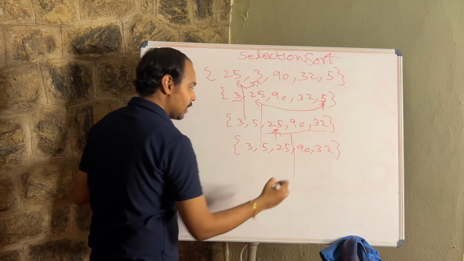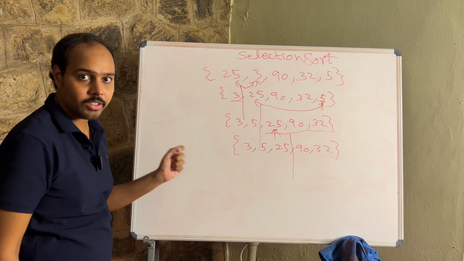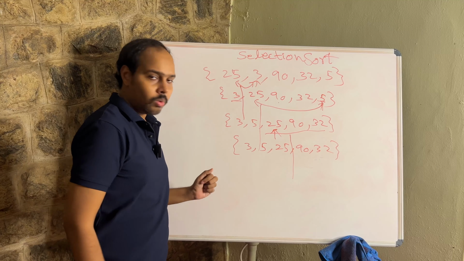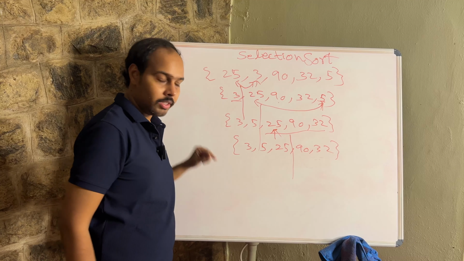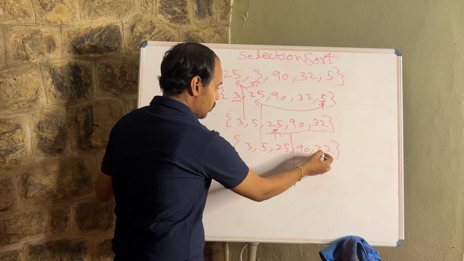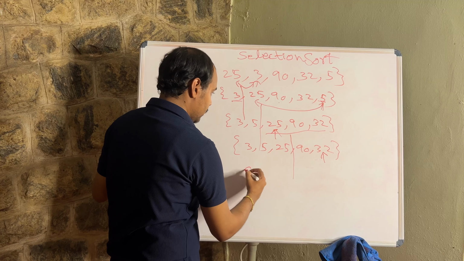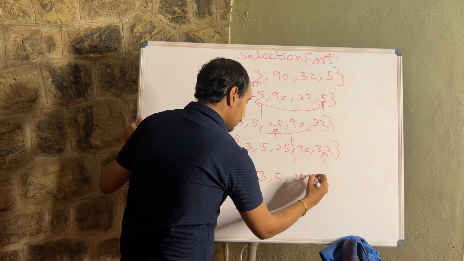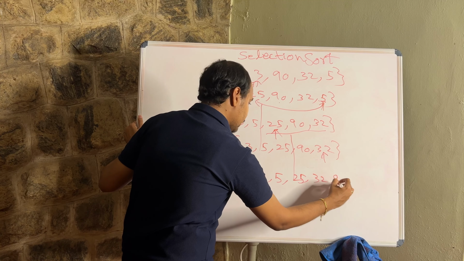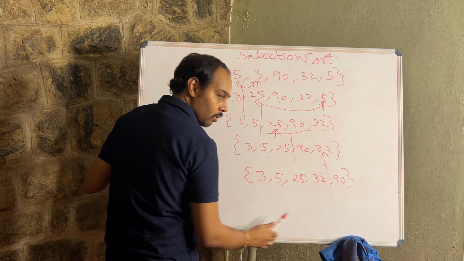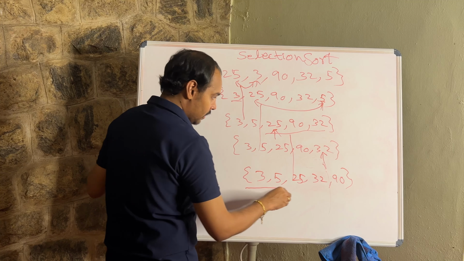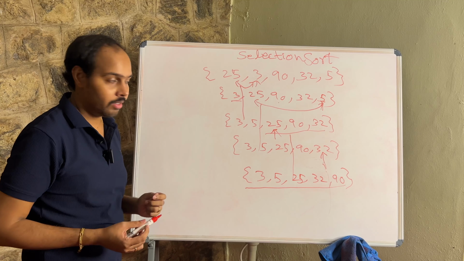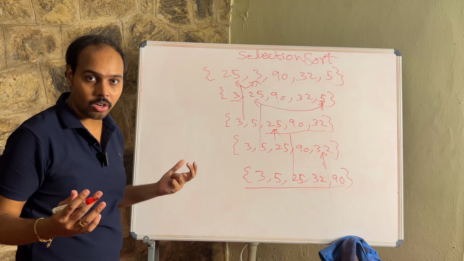We have 3 elements already sorted and in their right position. Now we find the smallest element in this array. It is 32, so we swap it with 90. We have 3, 5, 25, 32 and 90. So we have all the elements in this array sorted. So this is selection sort.